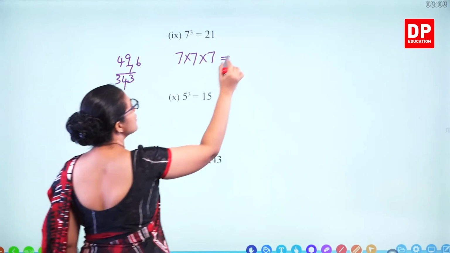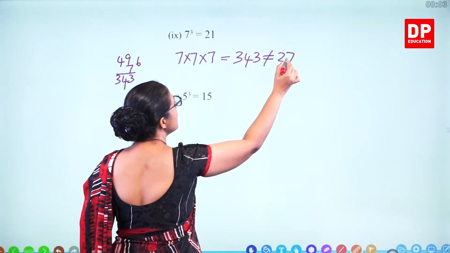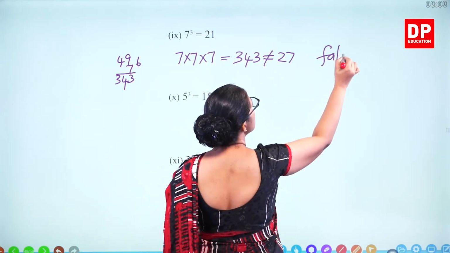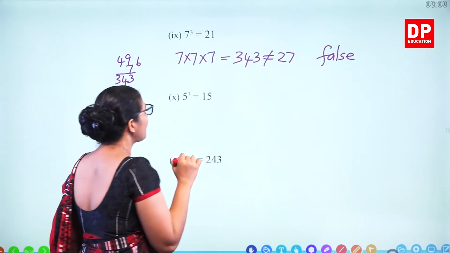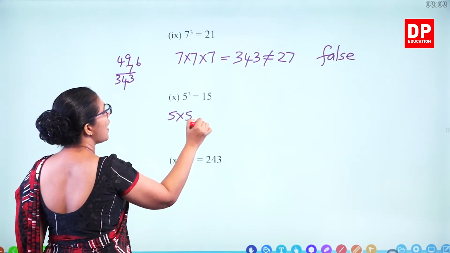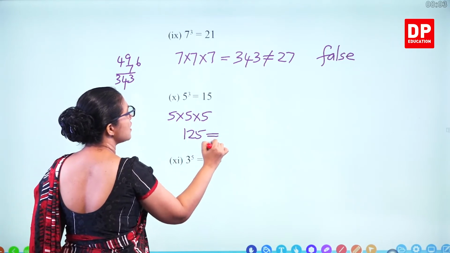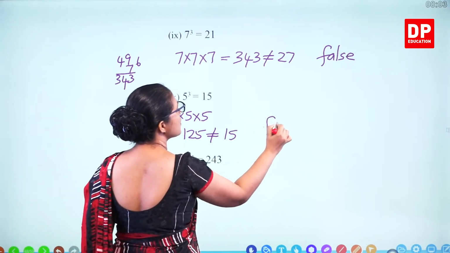343. So that's not equal to 27. So this is false. 5 to the power 3. 5 times 5 times 5. You get 125, which is not equal to 15. That's false.